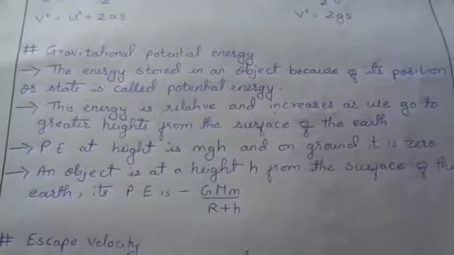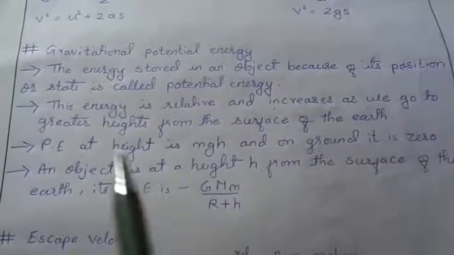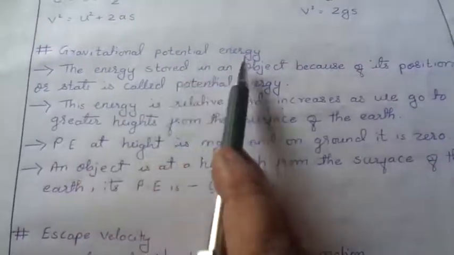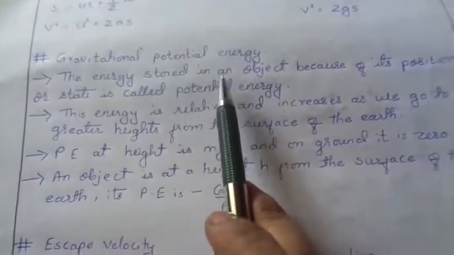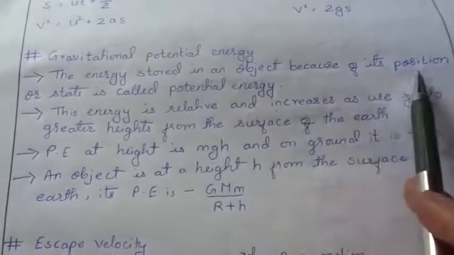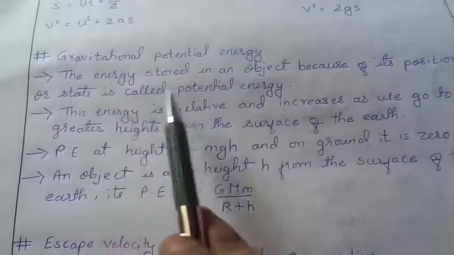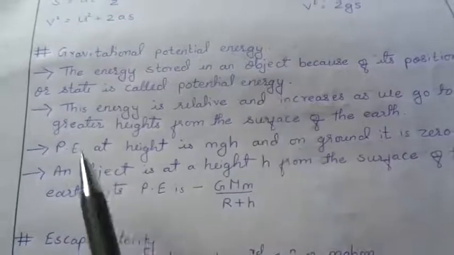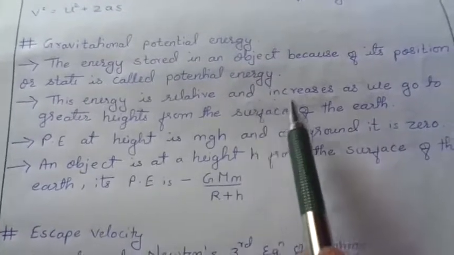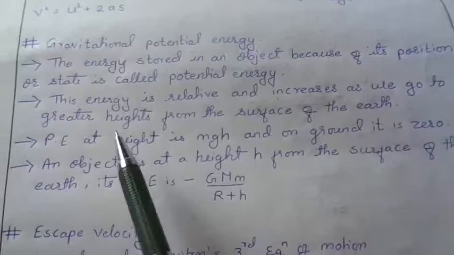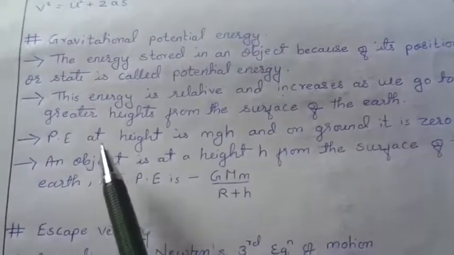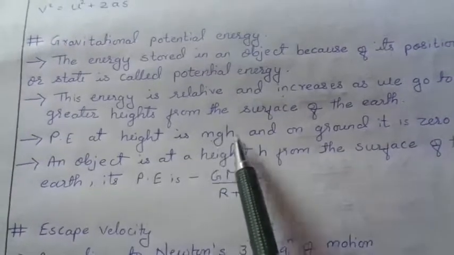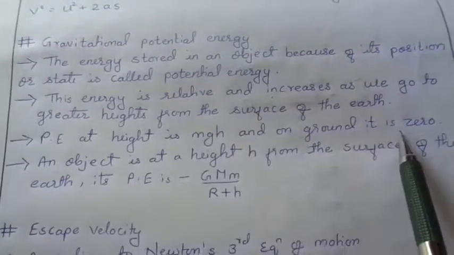So we have started the chapter gravitation. Now the topic is about the gravitational potential energy. What do you mean by simply the potential energy? The energy stored in an object because of its position or state is called potential energy. This energy is relative and increases as we go to greater height from the surface of the earth. The potential energy at a height is mgh and on the ground it is 0.